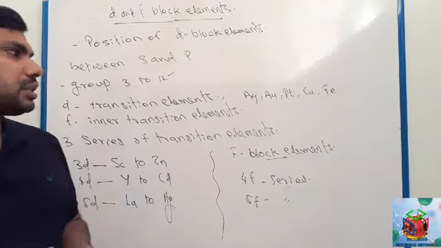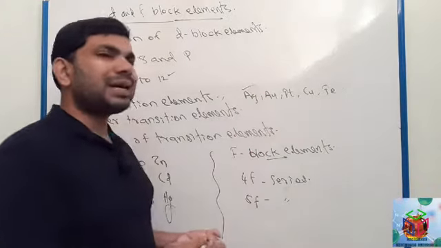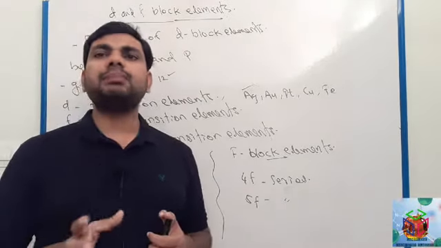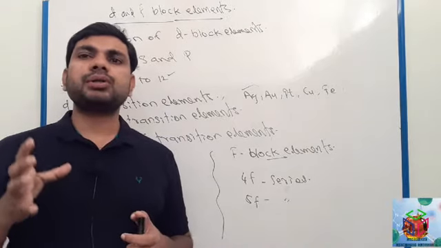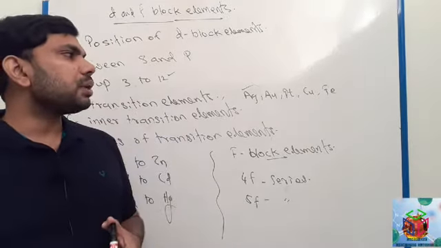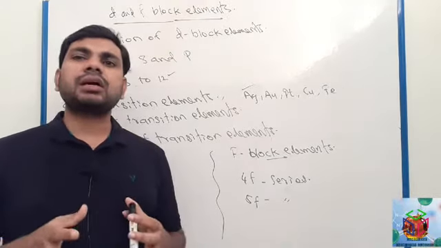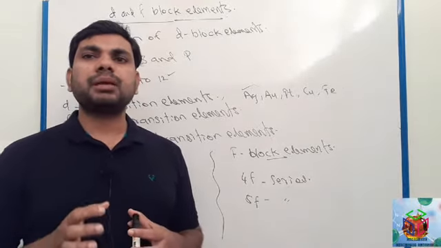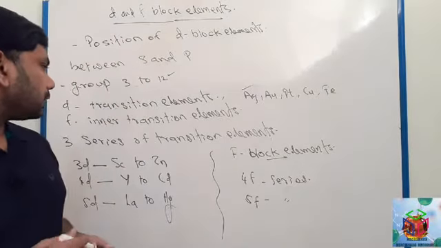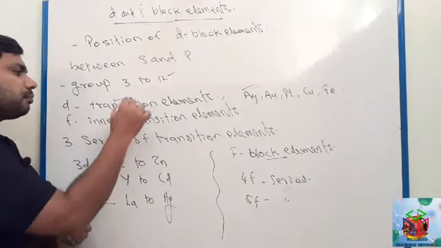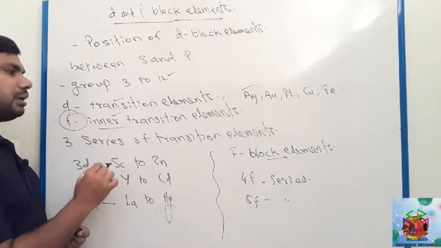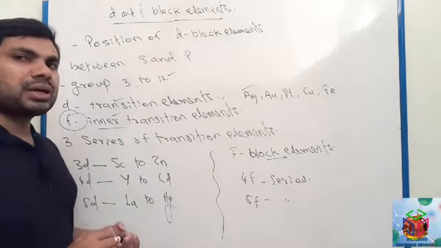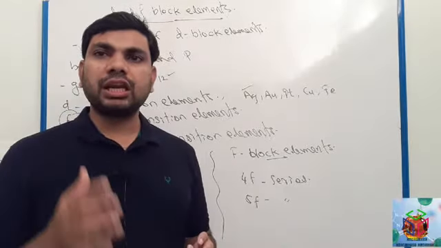Also, the most important metals such as silver, gold, platinum, copper, and iron come in the D block elements. D block elements are called transition elements. Also, F block elements are called inner transition elements. I told you D block elements are called transition elements; similarly, F block elements are called inner transition elements.